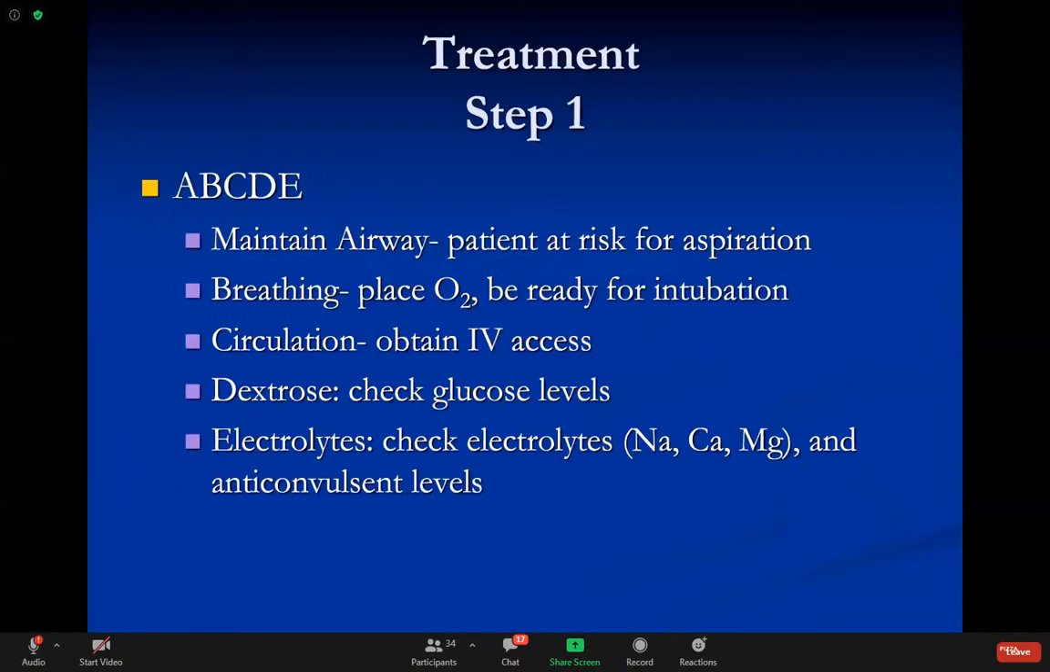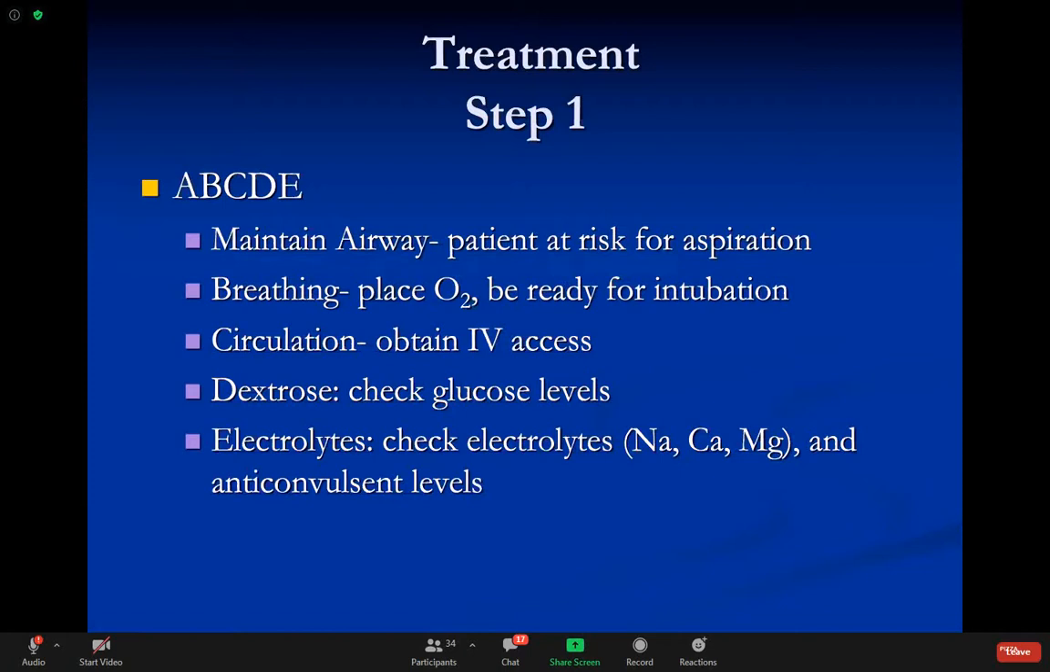So in summary, you want to maintain the airway. This is very important. You want to make sure they're breathing, and as part of airway maintenance, you want to make sure you have good access, and you want to avoid the elbow or the cubital fossa with IV access. You always want to check the blood sugar.